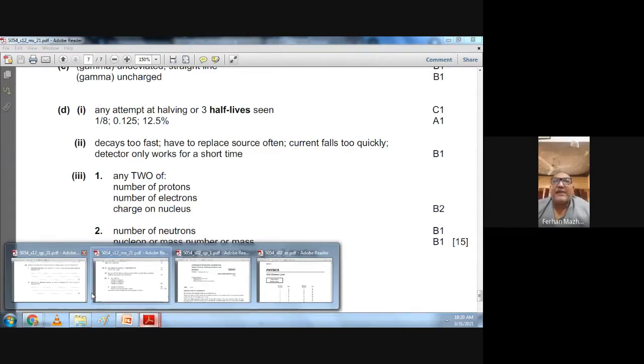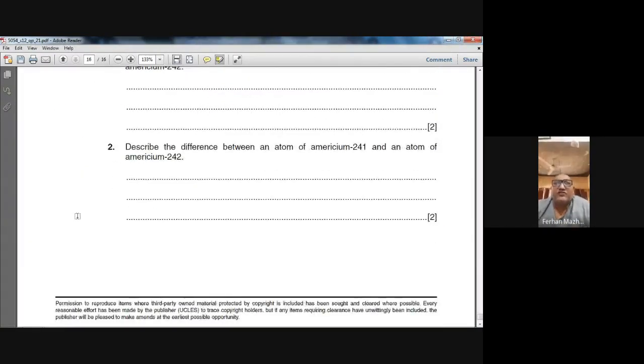Next one: describe the difference between an atom of americium-241 and an atom of americium-242. Different number of neutrons. Yes, they will have a different number of neutrons. Different mass number. So one difference is that they will have different numbers of neutrons. The other difference is that their nucleon numbers will be different. Okay, I have written this answer.